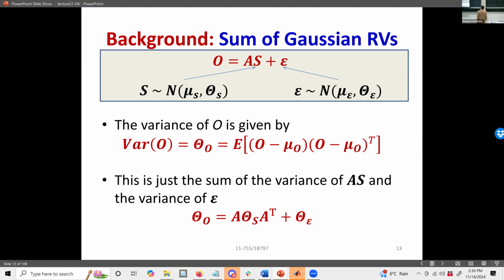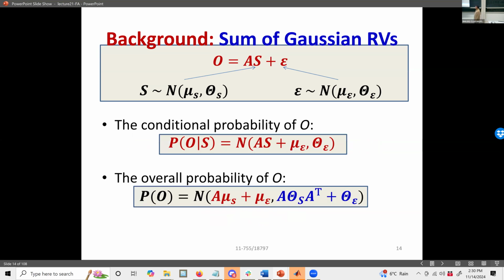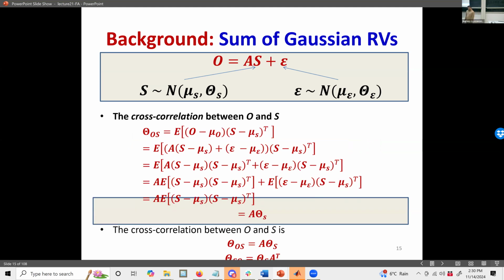Now, here's the third thing. This is a little more involved. I have a proof over here. It just shows this, okay? Another thing, if I say O equals A times S plus epsilon, without actually going into the proof, what would the cross correlation between O and S be?